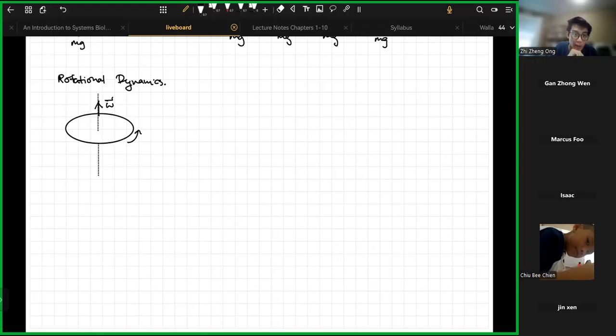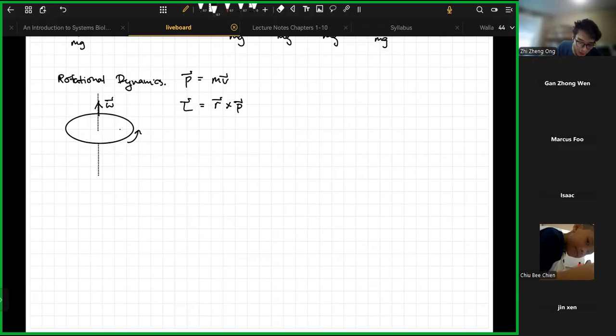But now we want to talk about angular momentum. Angular momentum is similar to momentum. Remember p is equal to m times v. But angular momentum is r cross p. So it builds on the idea of momentum. So what does r cross p mean?